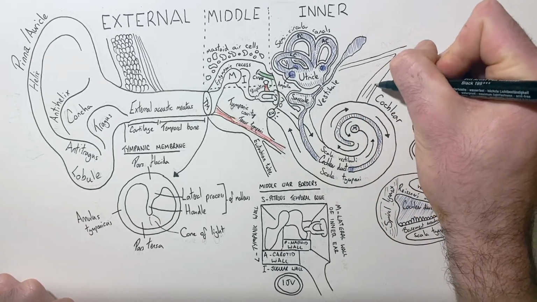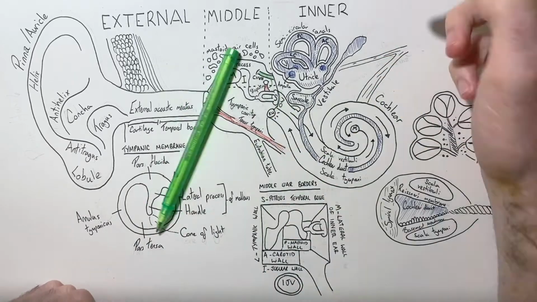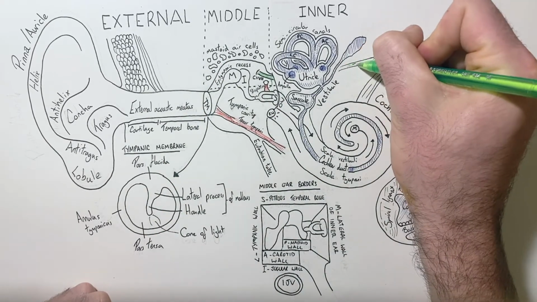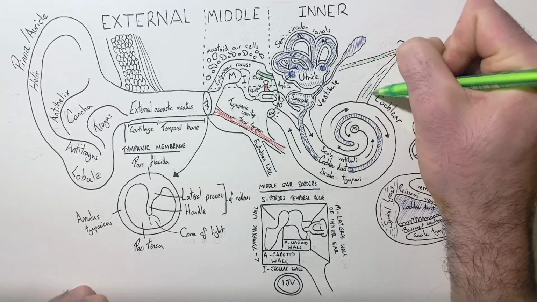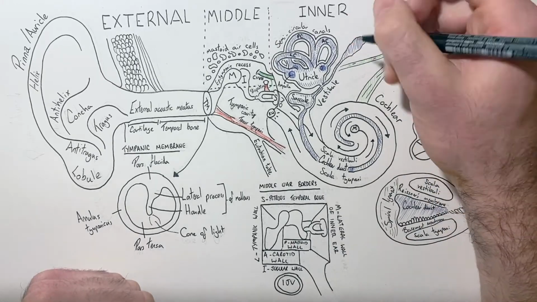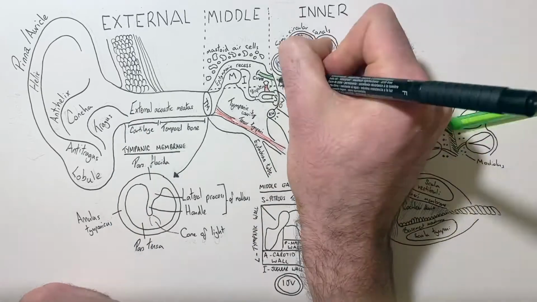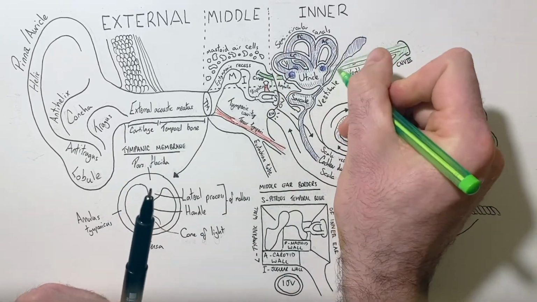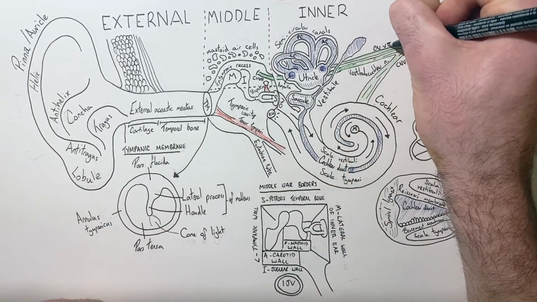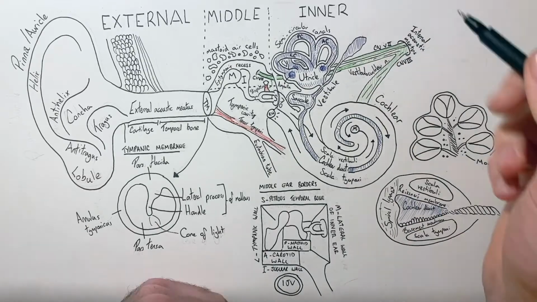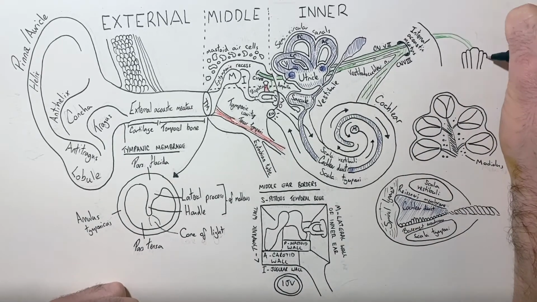As I've just mentioned, these branches of the cochlear nerve fuse to form the cochlear nerve itself. The cochlear nerve fuses with the vestibular nerve to form the vestibulocochlear nerve, which is the 8th cranial nerve. That runs alongside the facial nerve through the internal acoustic meatus, and they both attach to the pons.